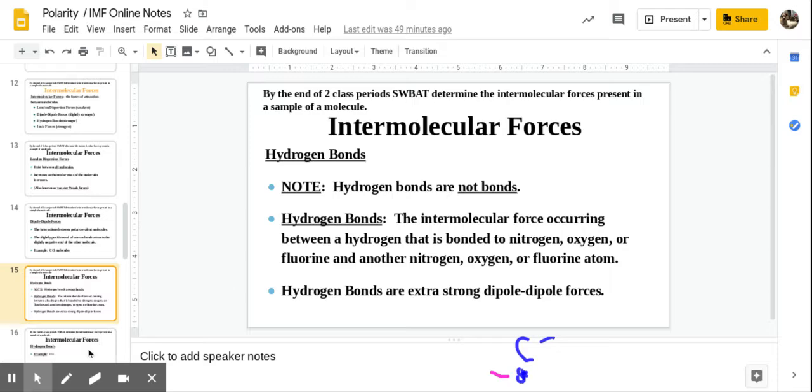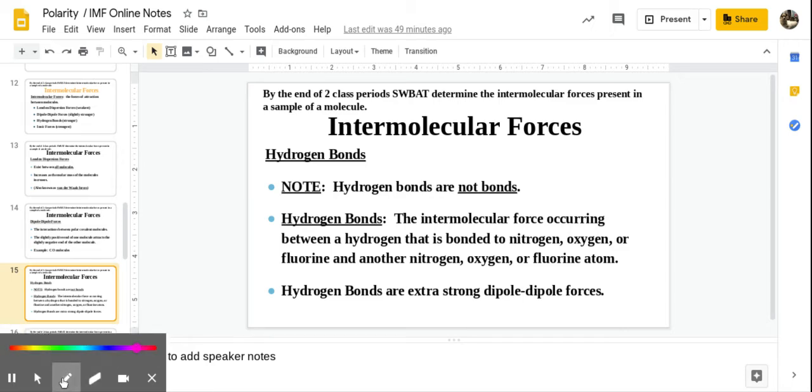And that brings us to hydrogen bonding. Now, the first thing I want to say is that hydrogen bonds are not bonds, and that is super confusing because it's called hydrogen bonding. But hydrogen bonds are an attraction between different molecules. Okay? Now, hydrogen bonds are just like dipole-dipole, except they're extra strong.